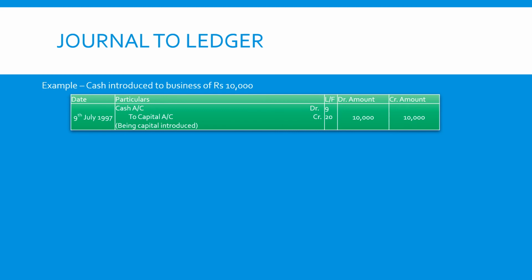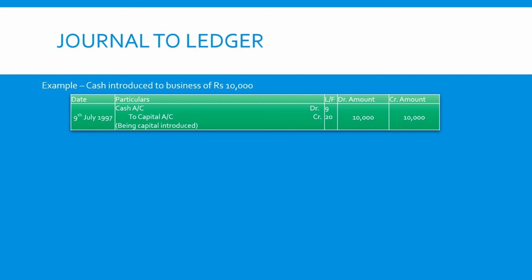Cash introduced to business of rupees 10,000. So here the business is getting cash. That's why I have debited cash account for rupees 10,000. At the same time, to capital credit rupees 10,000, and I have narrated saying being capital introduced. This gives me a brief idea of what this transaction is all about.